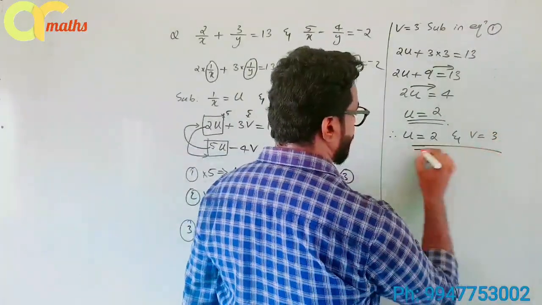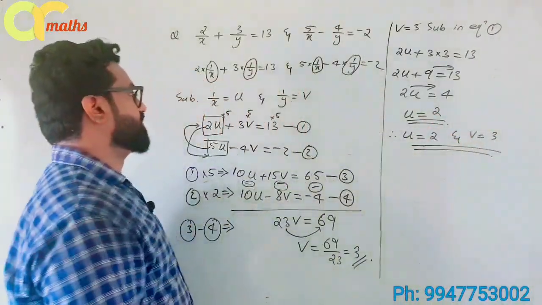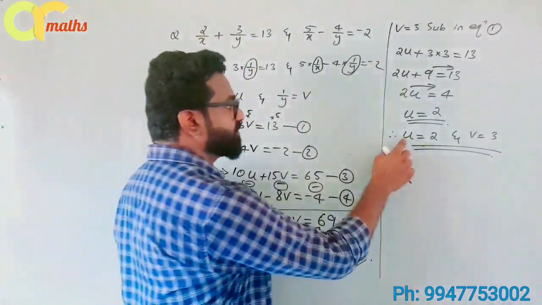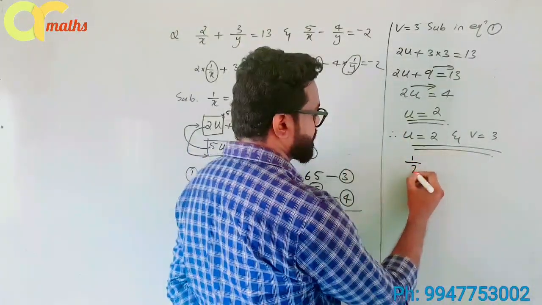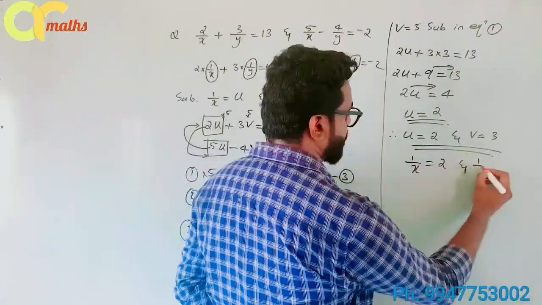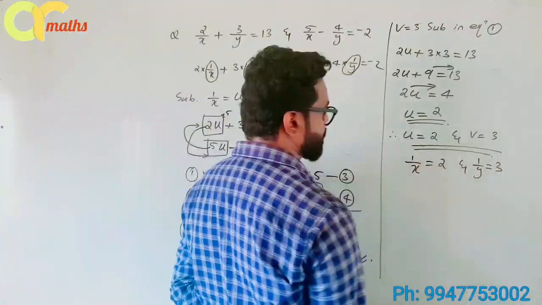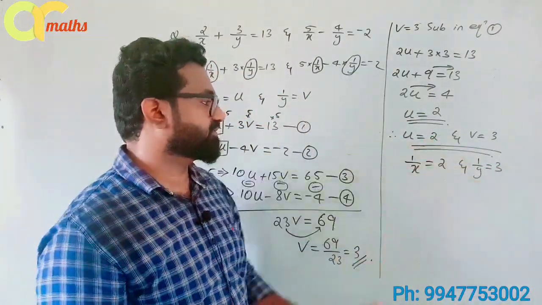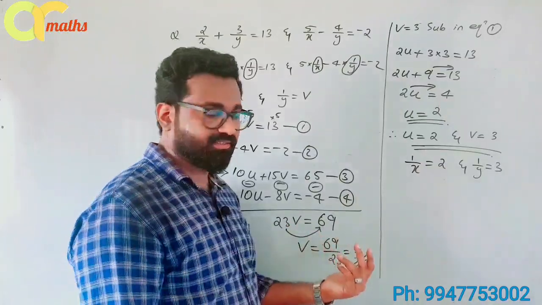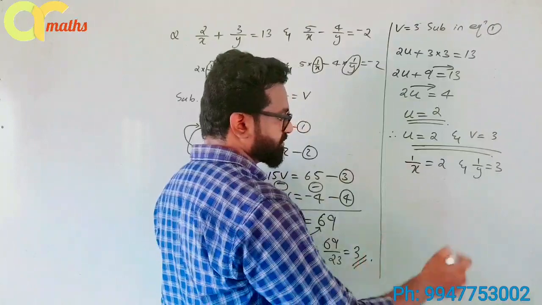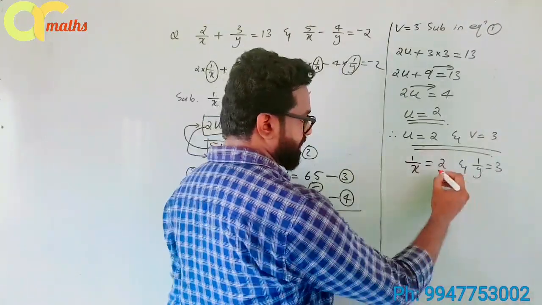Ready? What is our actual question? We have to find x. We know u is 1 by x equal to 2 and v is 1 by y equal to 3. We know u is 1 by x, v is 1 by y. Then how to find the value of x? By taking its reciprocal, or cross multiplication. You can do any method.